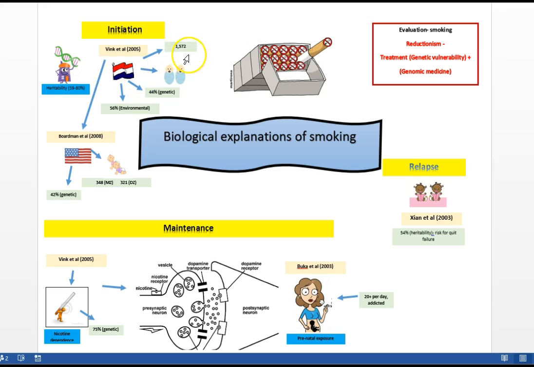Basically what they did is they looked at 1,572 twins, and what they found was a 46% rate in terms of taking up smoking.